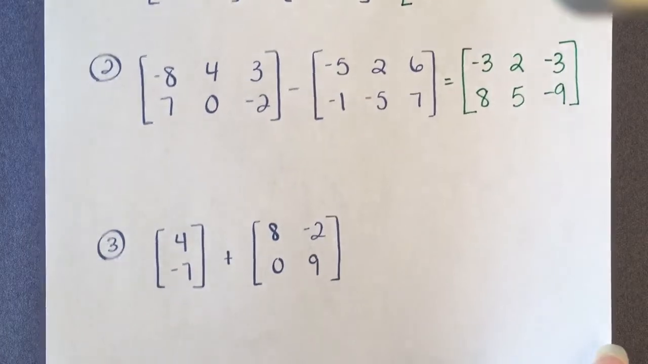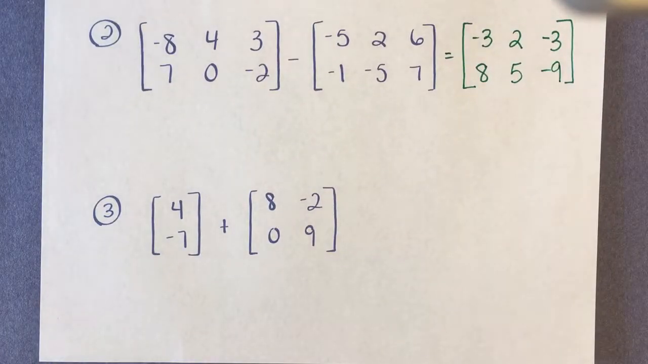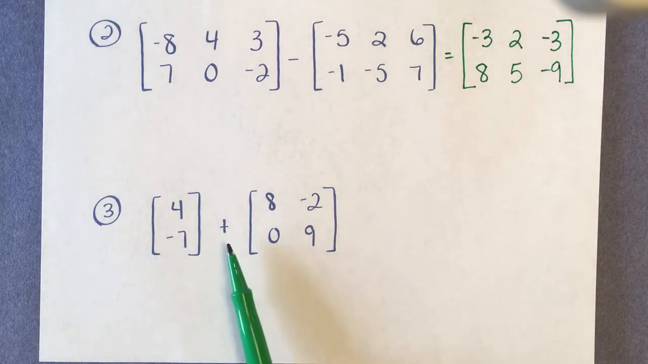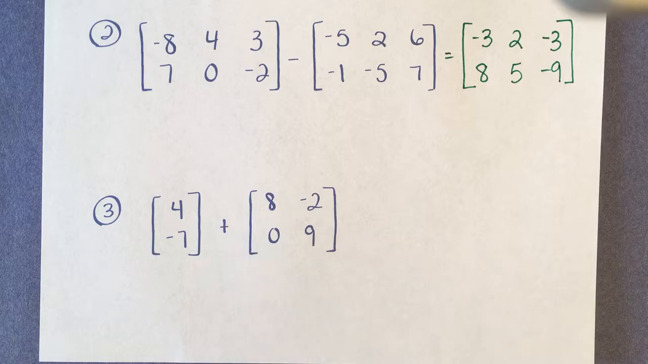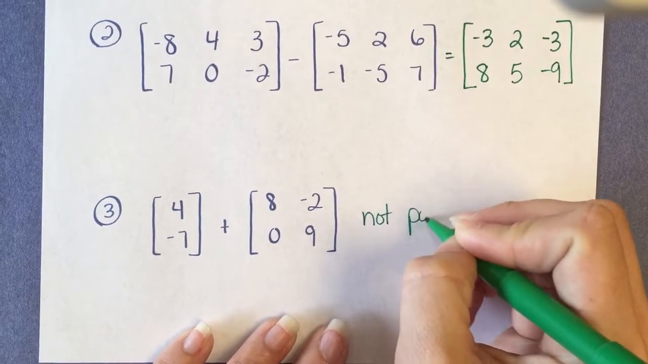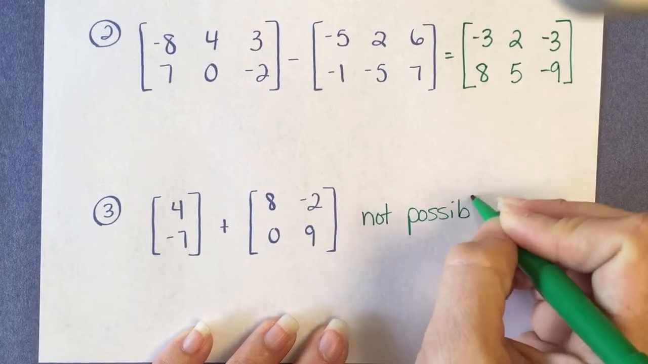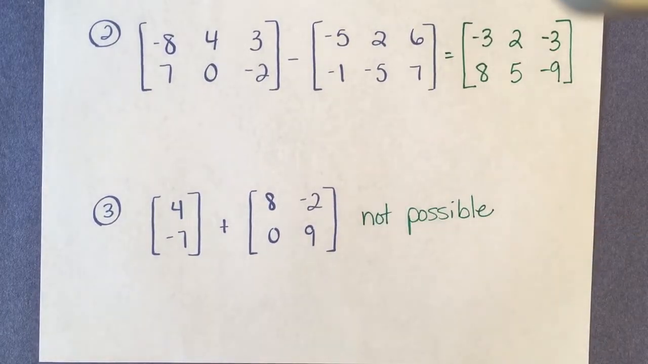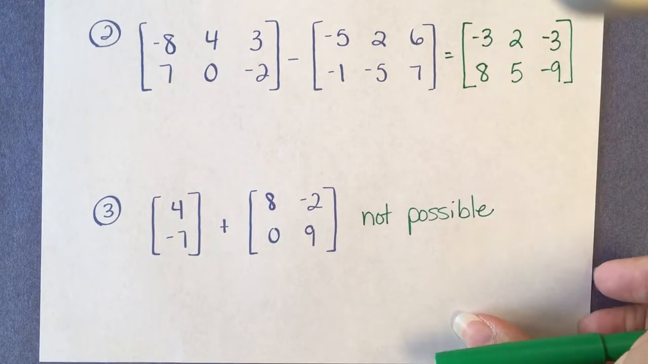So with that in mind, if you look at this third example here, this would be an example of two matrices that are not the same size. So if you're asked to add or subtract matrices that are not the same size, you just simply can't do it, and you would just simply say that it's not possible. Okay, so that's your adding and your subtracting.